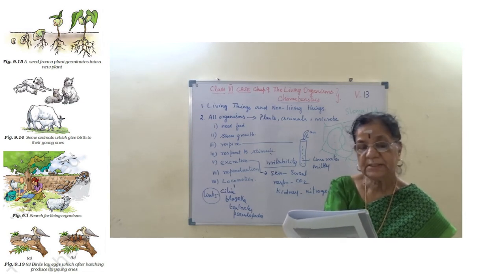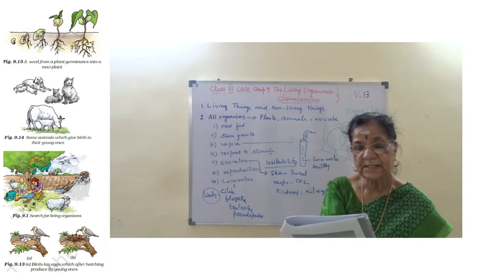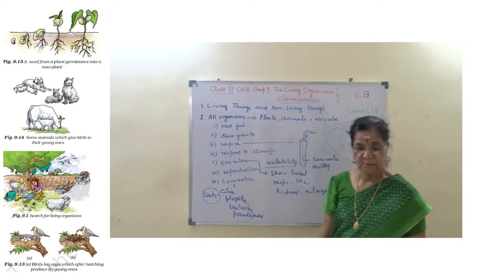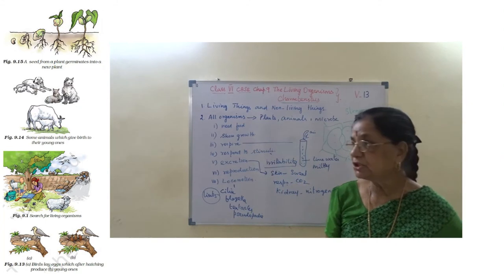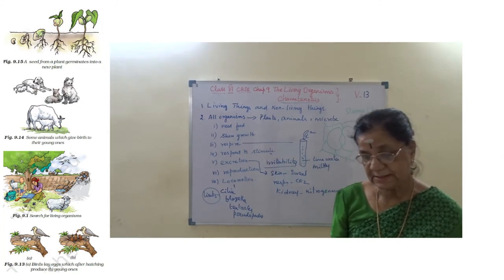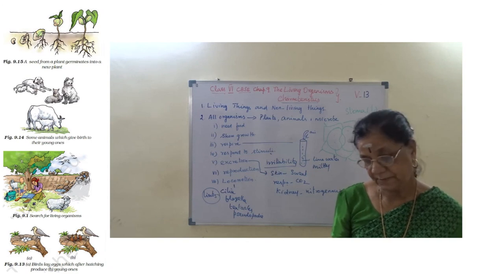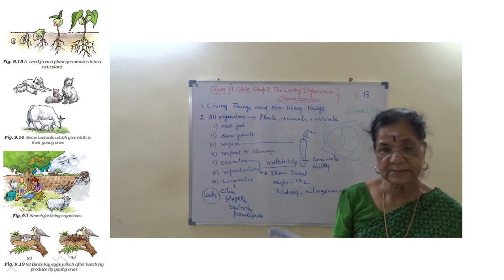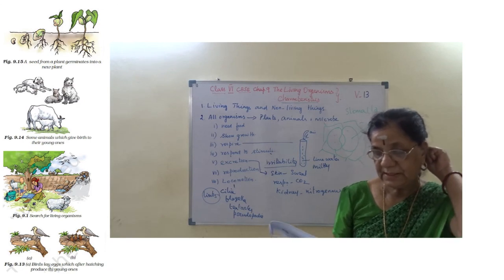So in general, something that is living may have all the characteristics that we have discussed, while non-living things may not show all these characteristics at the same time. I hope you understand. Do we always find that living things definitely show all the living characteristics that we have discussed?